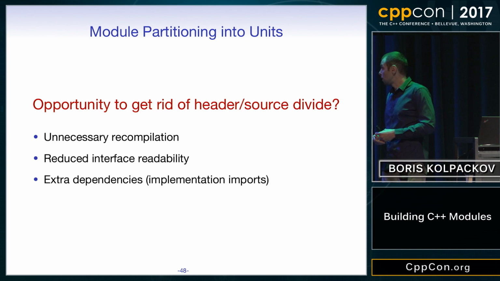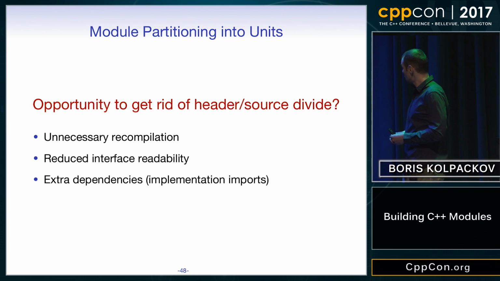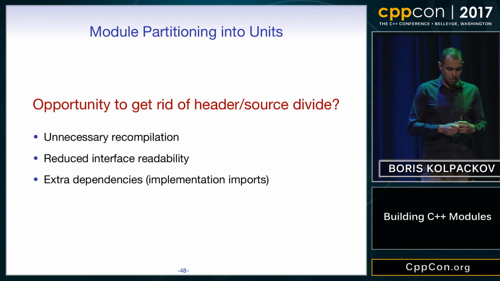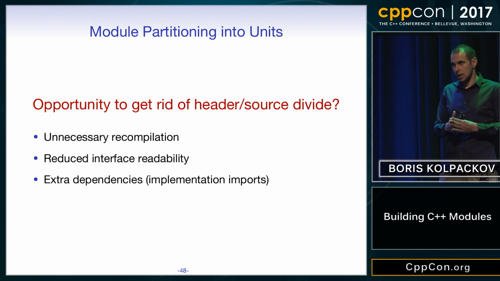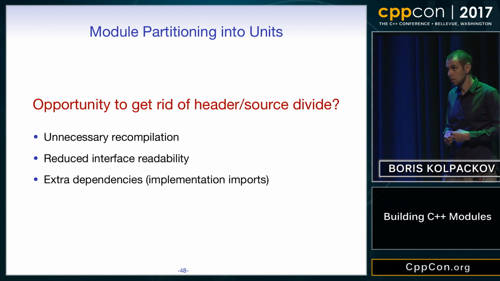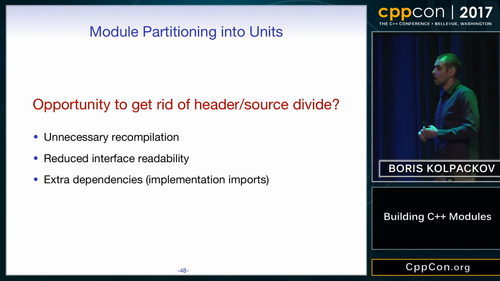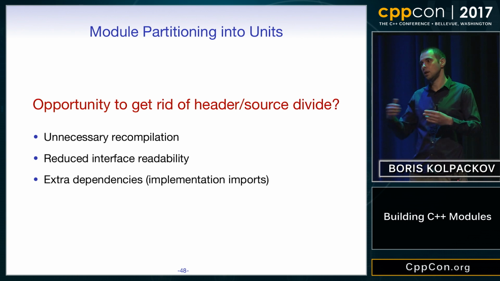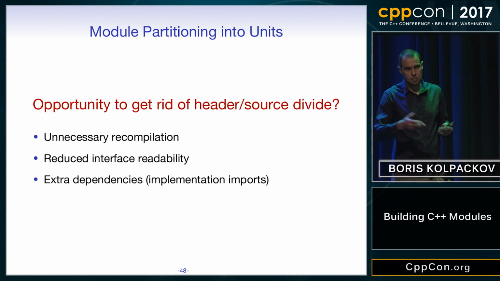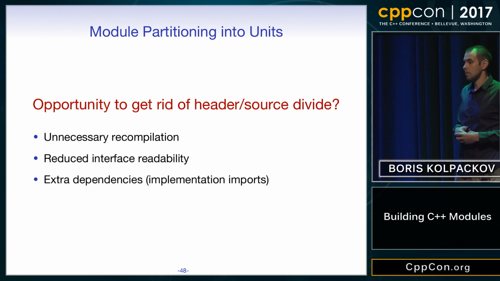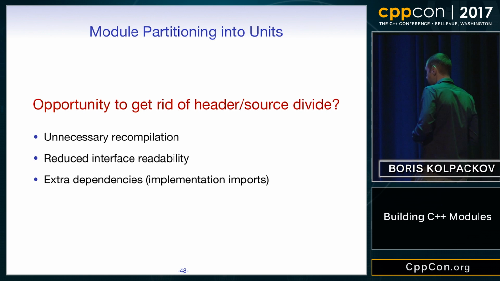Okay, that question out of the way, how should we split our modules? Remember, a module interface unit can have a definition of a non-inline function or variable, unlike a header. So some of you might feel that this is a great opportunity to get rid of this whole header source file divide and be like Java. Well, there are a couple of drawbacks to going this way as well, and the main one is recompilation.